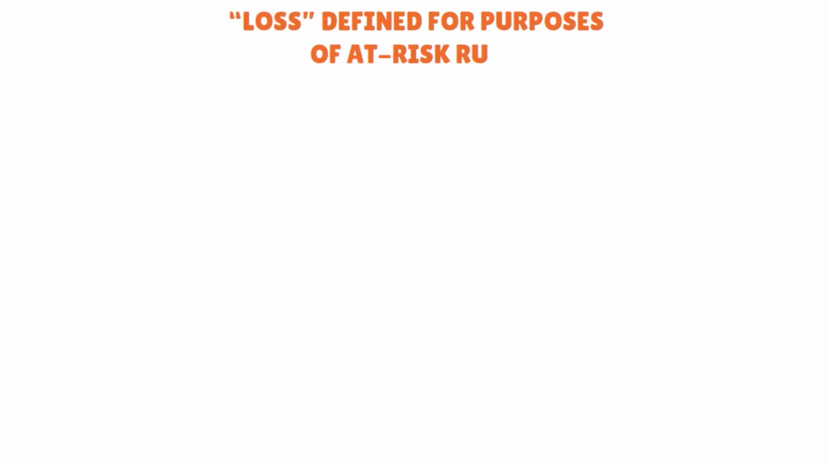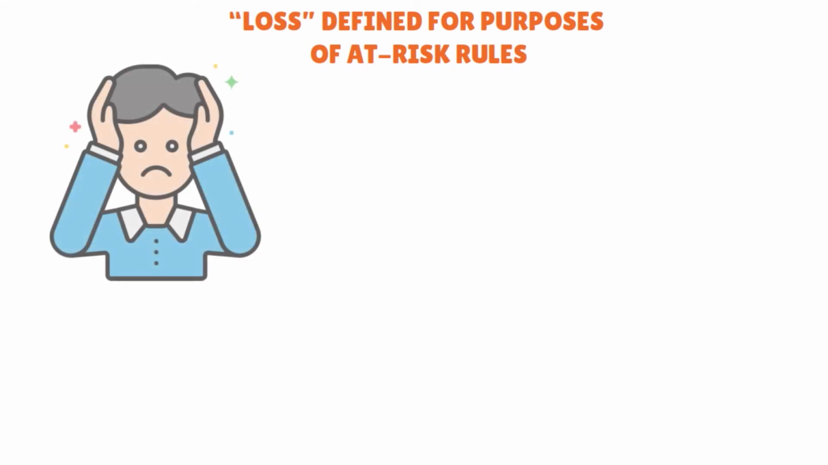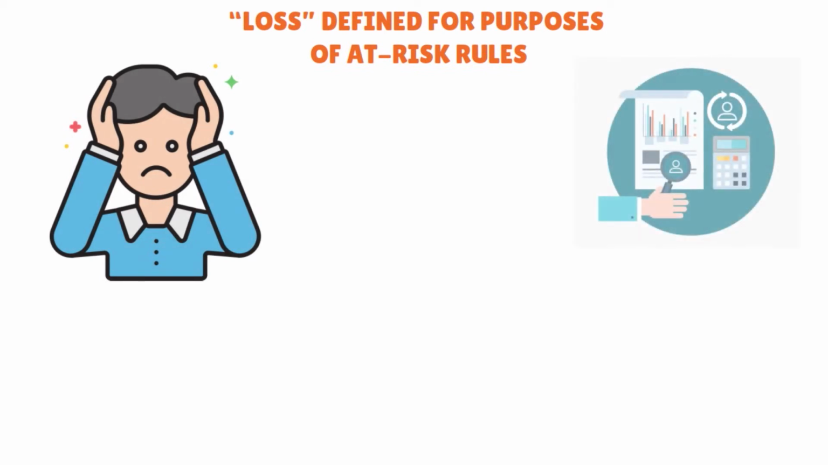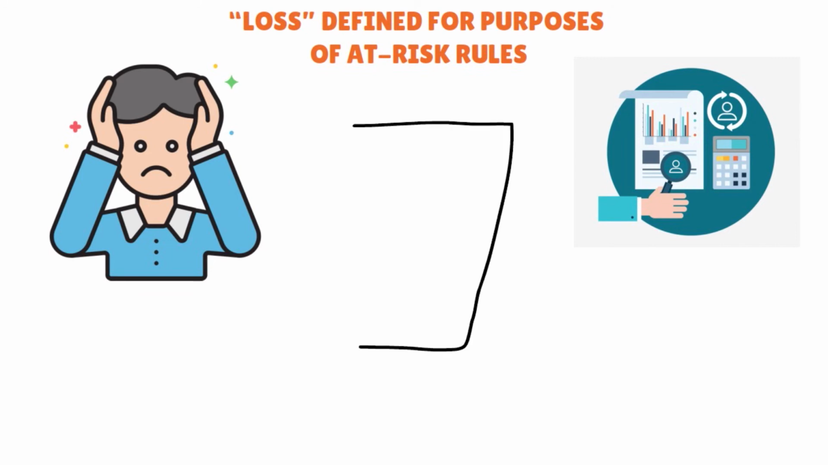I want to elaborate on the definition of loss for purposes of at-risk rules. This is another important element when we talk about Schedule K-1 basis, at-risk, and passive activity limits. Now, the at-risk rules do not limit the deductibility of all deductible expenses arising from an activity.